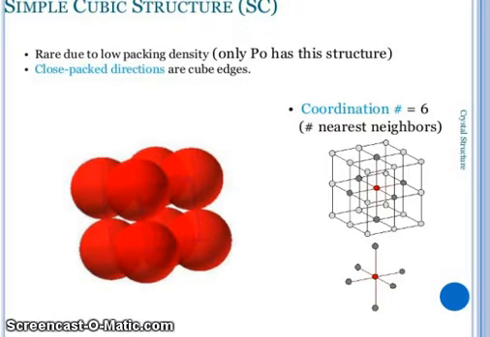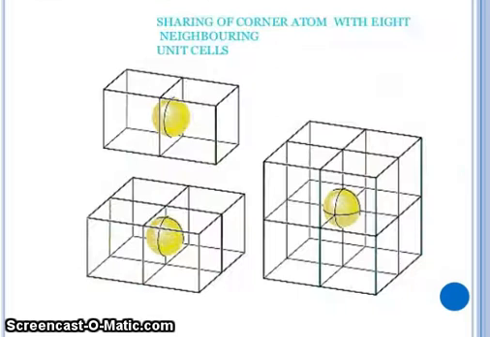Now, rare due to low packing density, only polonium has this structure. Close packing directions are cube edges. So friends, simple cubic structure, rare due to low packing density, only polonium has this structure. Close packing directions are cube edges, coordination number 6, nearest neighbors.